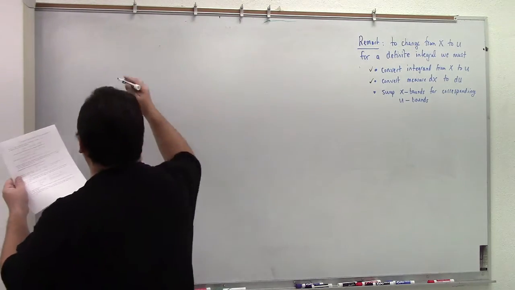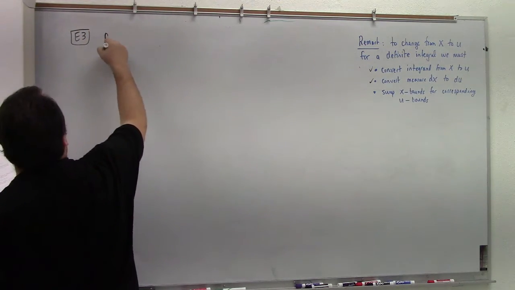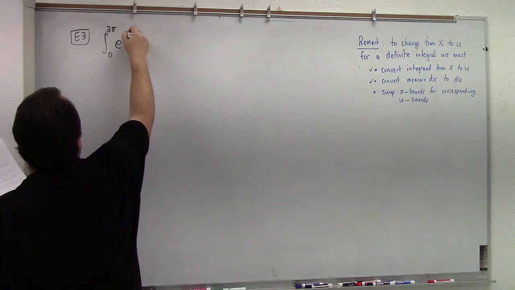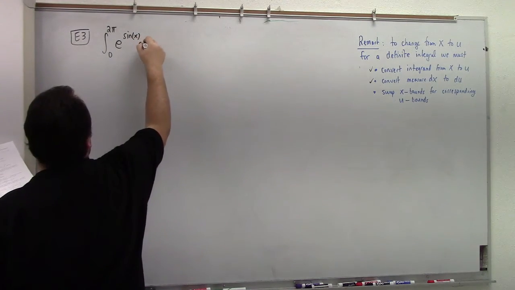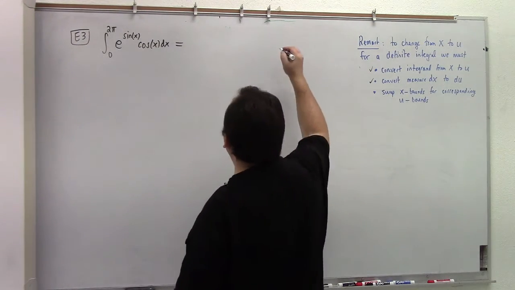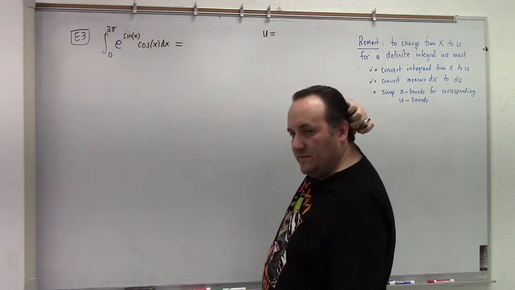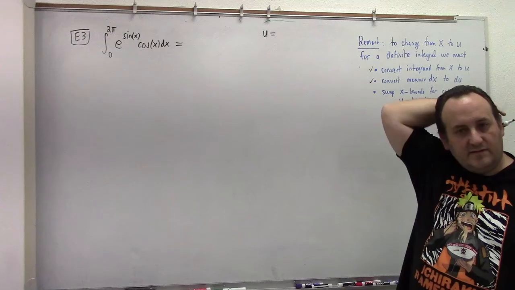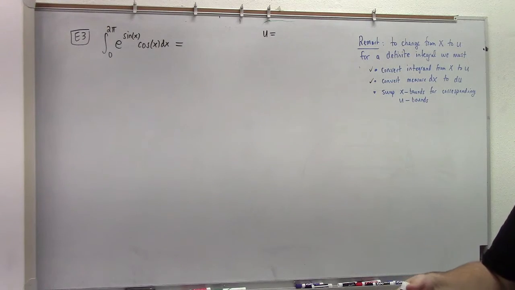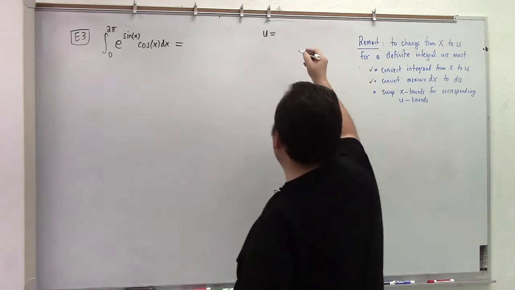Let's see here. So another example. I think this is example 3. Integral from 0 to 2 pi of e to the sine of x, cosine of x dx. So we'll let u equal to... you kind of have two natural choices here, right? You could try u equals cosine, or u equals sine. If you make u equal to cosine, there's no way to get rid of the sine, not nicely. So we should try u equals sine.